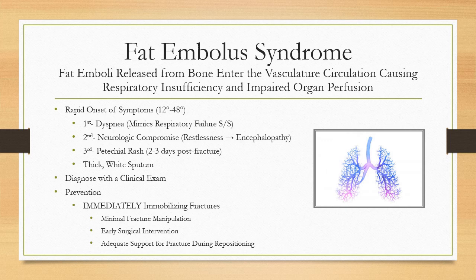So just minimizing the movement and manipulation of say, a femur fracture is going to help prevent more fat going into the circulation. Okay? Early surgical intervention to repair the fracture. So you can imagine if you have a displaced fracture, there's marrow that's leaking out into the bloodstream. So early surgical repair, internal fixation to bring the bones back together, okay, and stop the leakage of the fat into the bloodstream. Okay, patients often need oxygen because they're hypoxic or hypoxemic. So they may require oxygen because of their dyspnea, right?